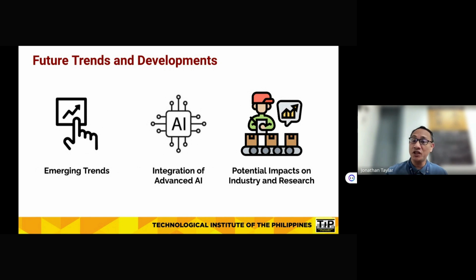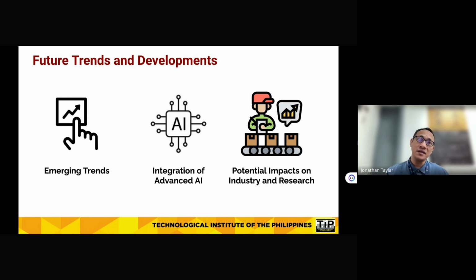Another example is edge AI. If you have heard about edge computing, it involves deploying AI algorithms and models directly on edge devices, for example, smartphones, IoT or Internet of Things sensors, and edge servers. They perform inference and decision making locally. By processing data closer to the source, edge AI enables real-time analytics, low latency responses, and efficient use of bandwidth, making it well suited for applications in Internet of Things, smart cities, autonomous vehicles, and industrial automation.